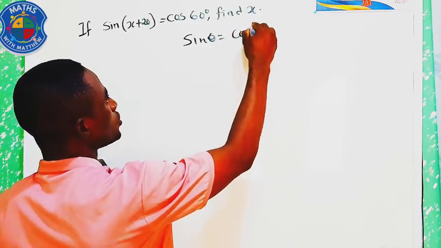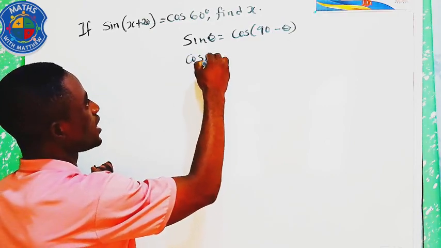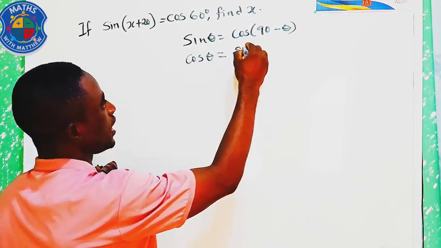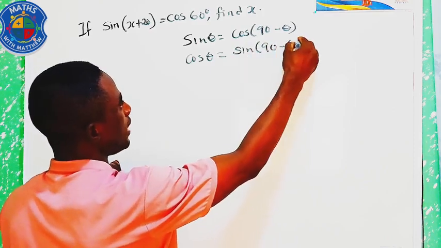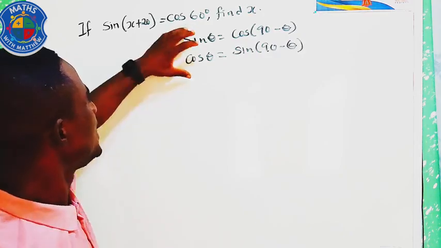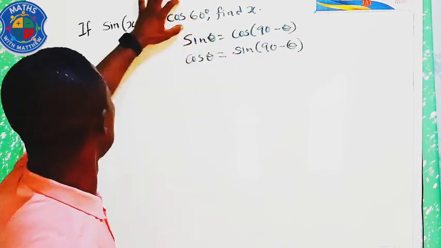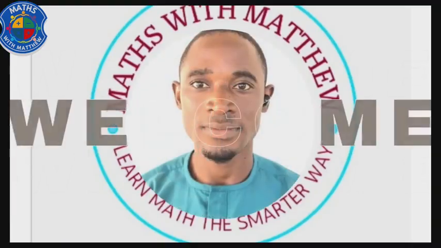cos 90 minus theta, and cos theta equals sin 90 minus theta. You understand? So this is what we want to use to be able to solve what we have here.